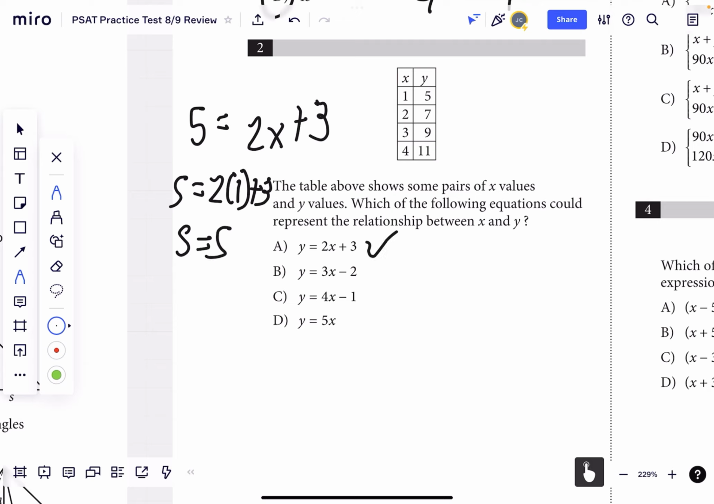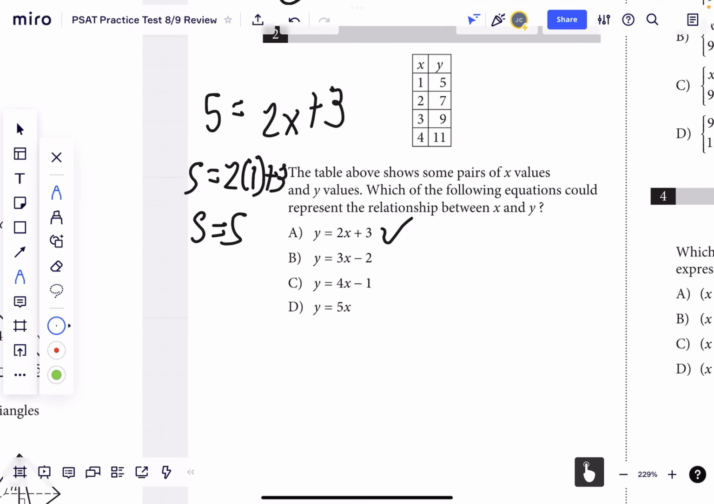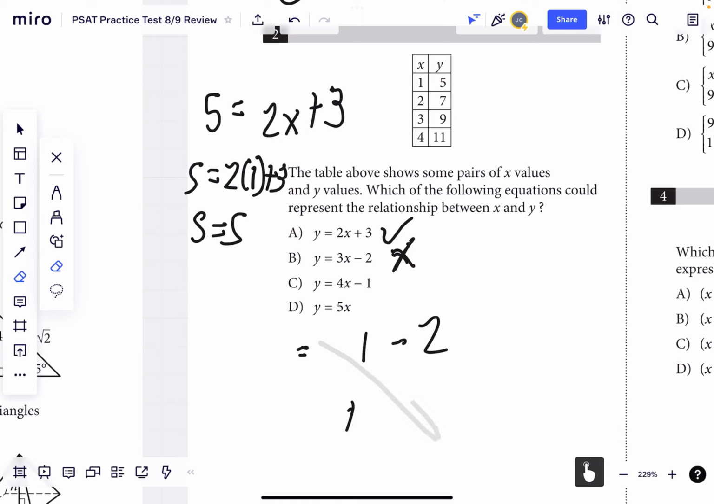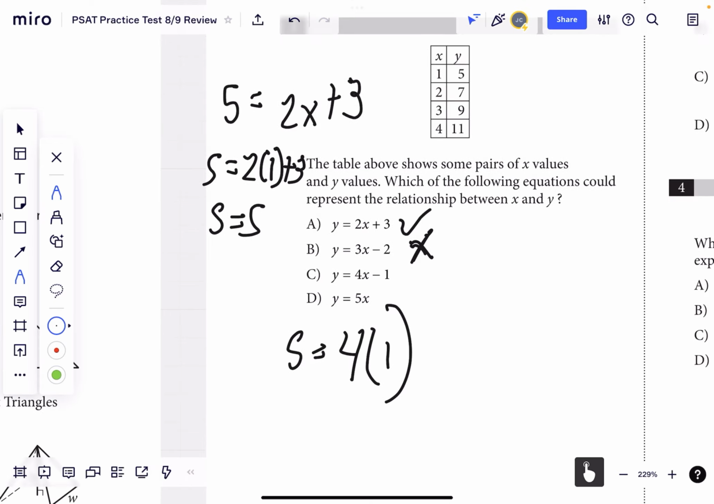But wait. Now we get 3x minus 2. So we put 5 equals 3 times 1 minus 2. So 5 equals 3 minus 2, which is 1. This one, we can automatically cross it off. Now let's try y equals 4x minus 1. So we do 5 equals 4 times 1. So this would be 5 equals 4. So we can cross this one off. We can cross C off.